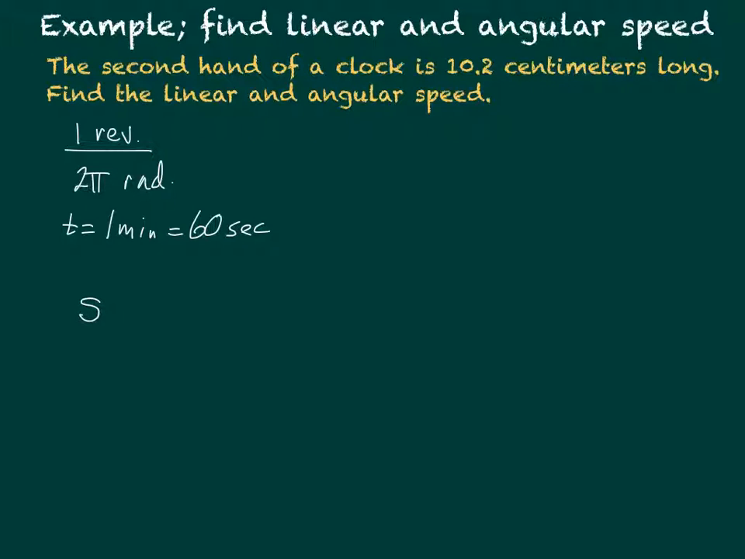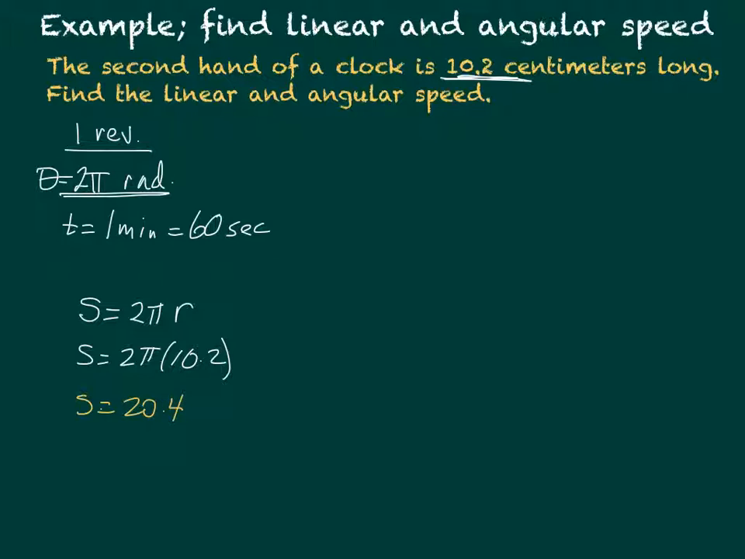So S, the arc length, is going to be 2 pi, because that is my angle measure, times R. My R is how long the second hand is, 10.2. So S equals 2 pi times 10.2. Multiply that out, S equals 20.4 pi. Okay, so once I have that, then I can find my linear and angular speed.